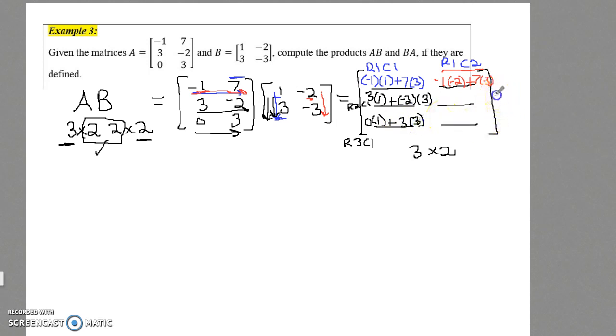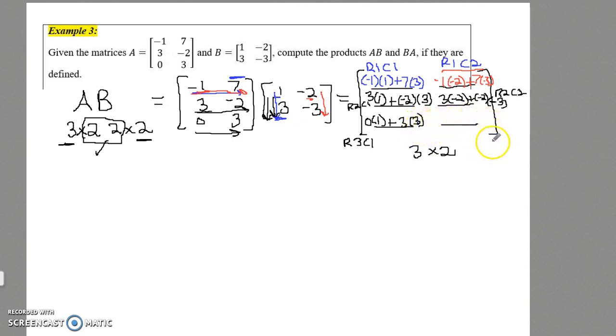Okay. Last 2 entries. So this is row 2, column 2. So I'm going to go across row 2 and down column 2. So it's going to be 3 times negative 2 plus negative 2 times negative 3. I'll write that down. I'm going to run out of room. Sorry, this looks pretty sloppy here.